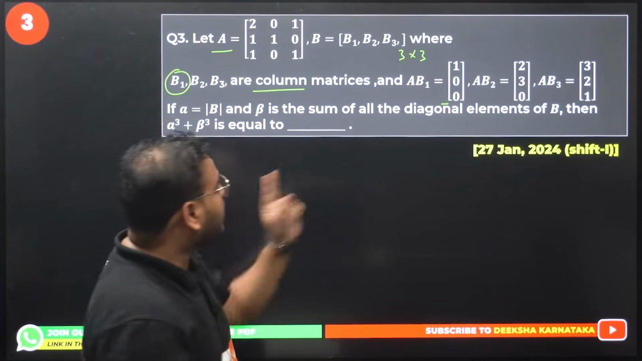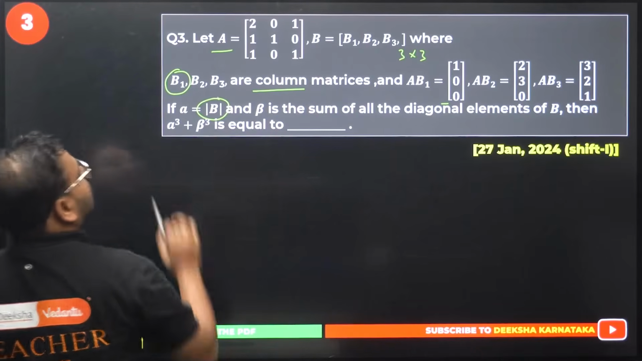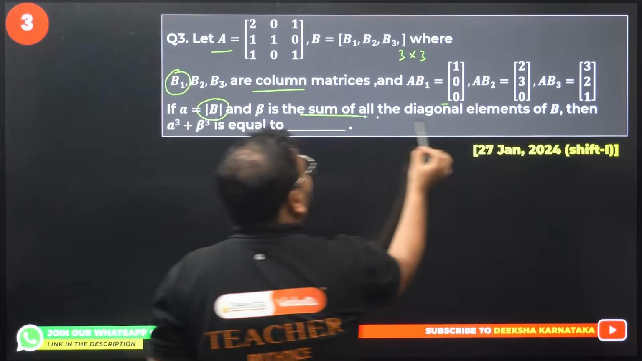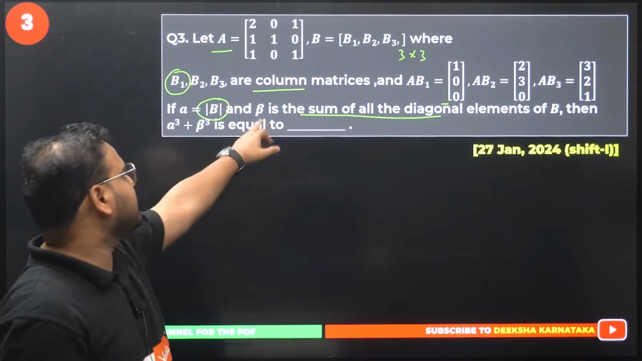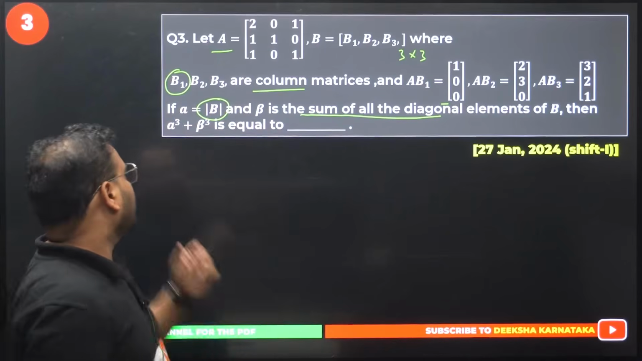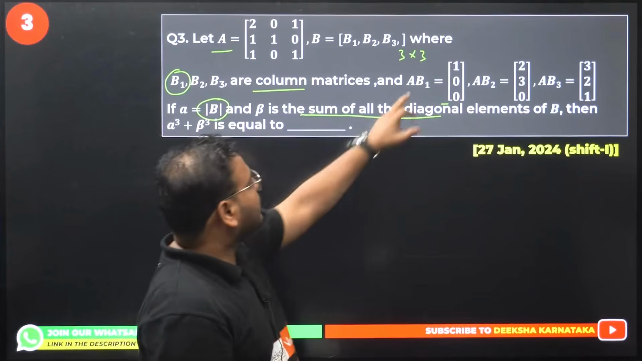Yes, it's very important to find the matrix B. Then only you can find what? The determinant of B and the sum of the diagonal elements, basically the trace of B, right? The trace of B is given as beta, and this A value is the determinant of the matrix B. Okay, so let me show you how to find the B1 matrix.